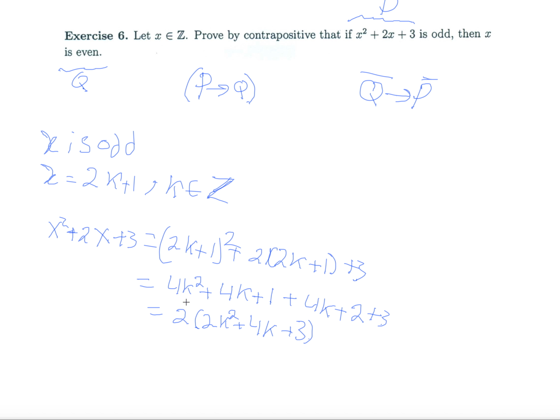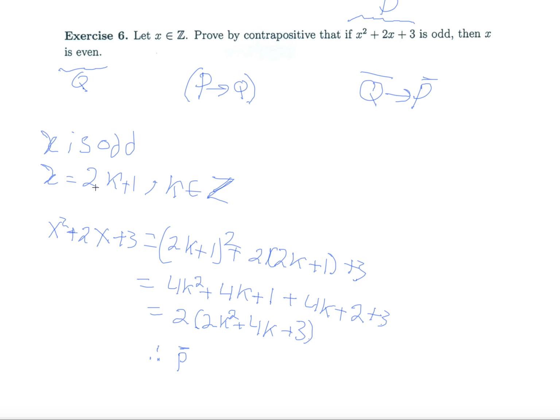If we take 2 as a common factor, this will be 2k squared. The 4k with 4k, we reduce to only one of the 4k's. And 1 plus 2 plus 3 is 6, and 6 divided by 2 is 3. So this is even. So we reached p bar, which is even.